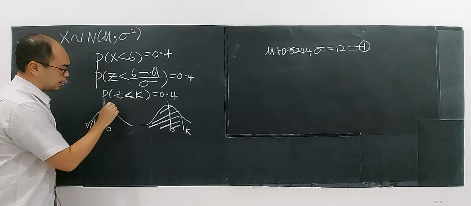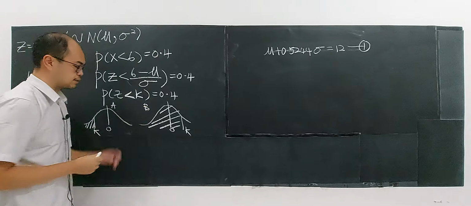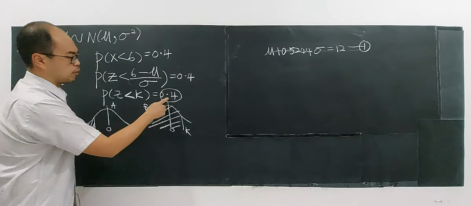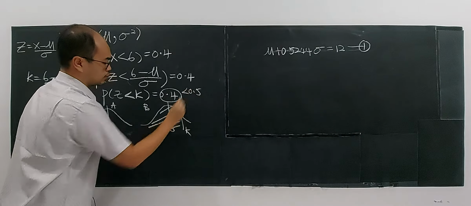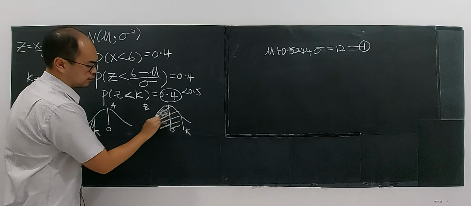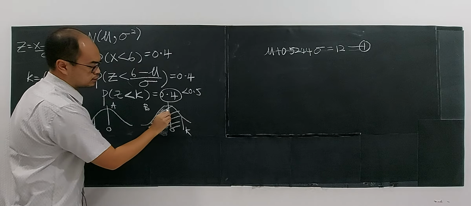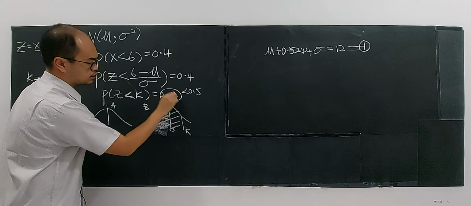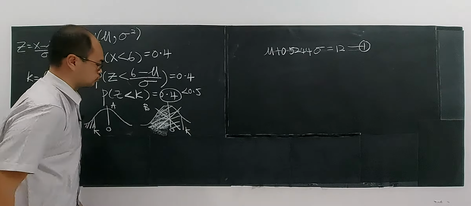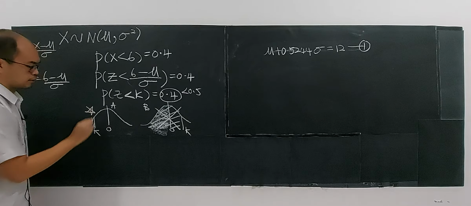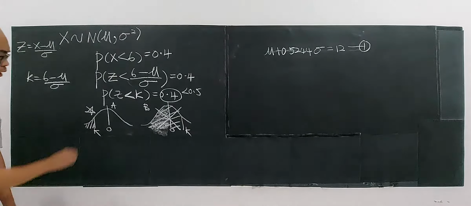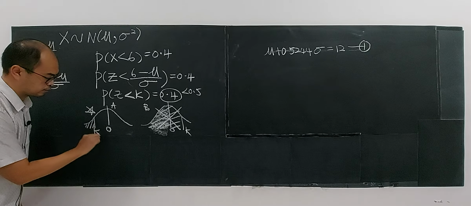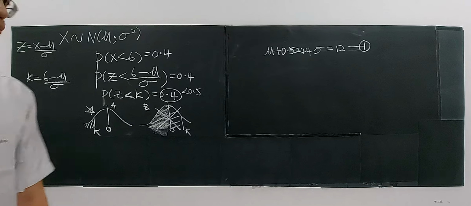To decide either A or B, we look at this value, 0.4. 0.4 is less than 0.5. If k were here, the area should be more than 0.5, but this is just 0.4, so this should not be the distribution. So this will be the one where k is on the left hand side of 0. It's a negative number here.